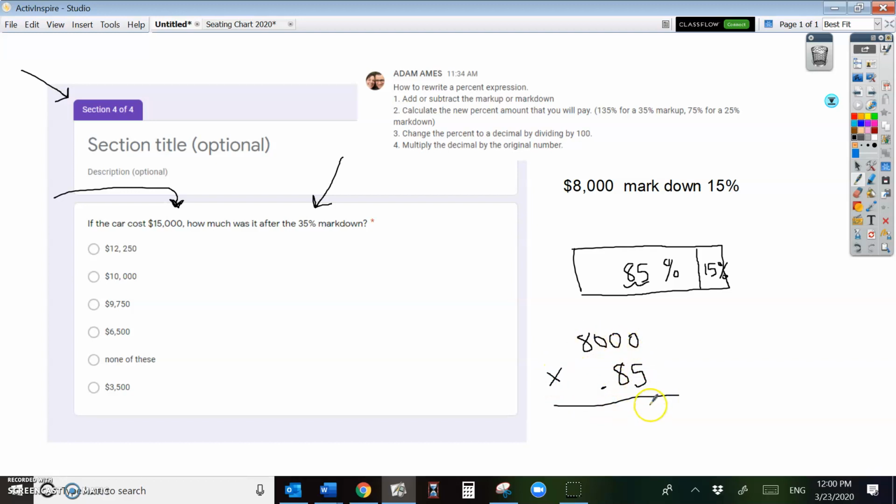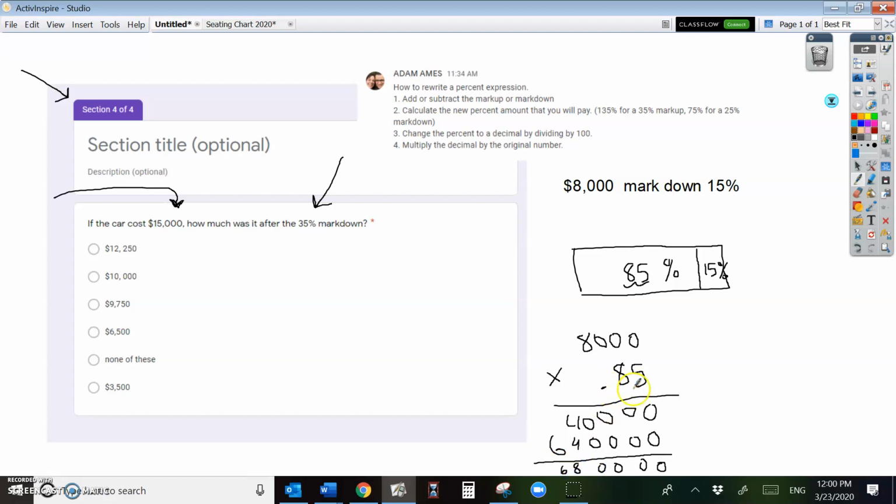So 1, 2, 3 zeros. And then 40. And then put in a 0 there. And then 3 more zeros. 1, 2, 3. And then 64. So I got 1, 2, 3, 4 zeros with an 8 and a 6 here.